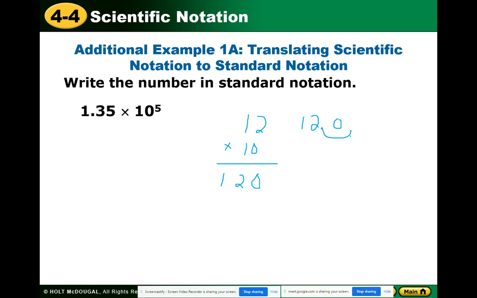What do you think we do if we divide by tens? Do we move the decimal right or left? Left. So we've got to think of this number, 1.35. That's what we're going to start with, and I'm going to stay right there. But now I've also got to deal with this, 10 to the 5th. Does anybody know what number 10 to the 5th is when I multiply it out?